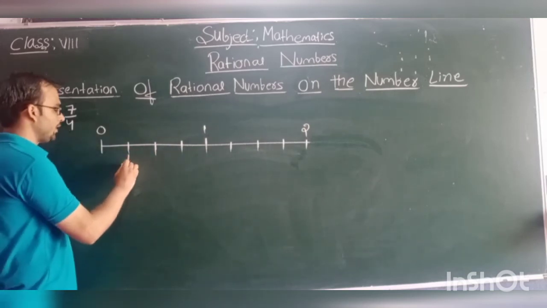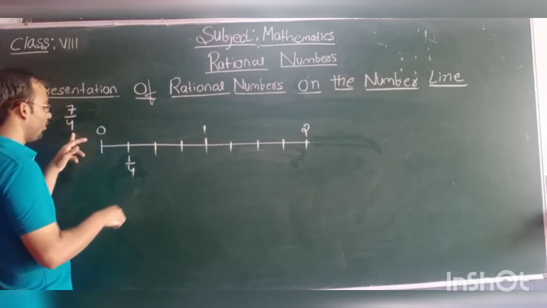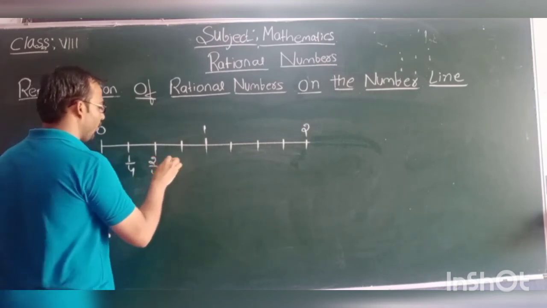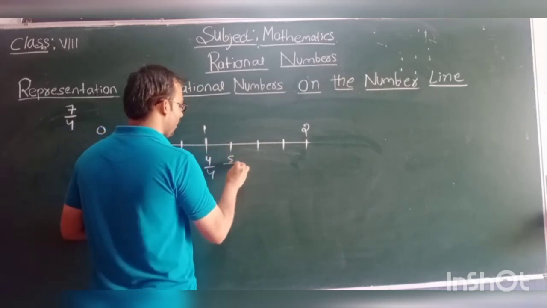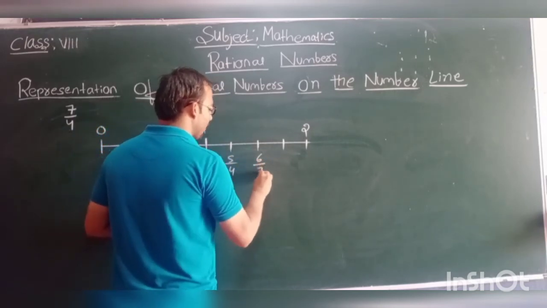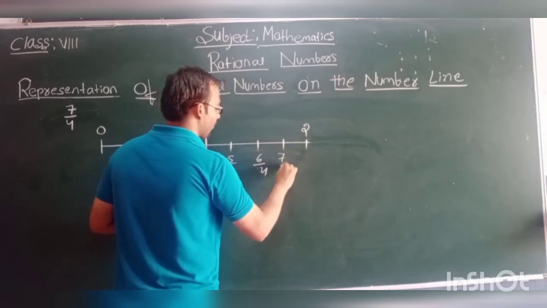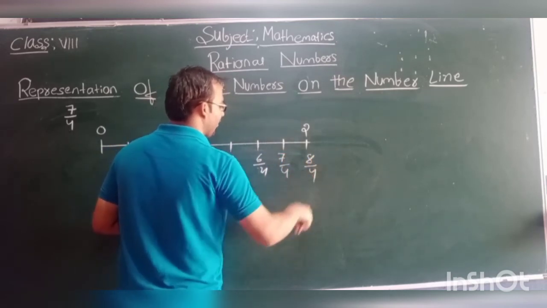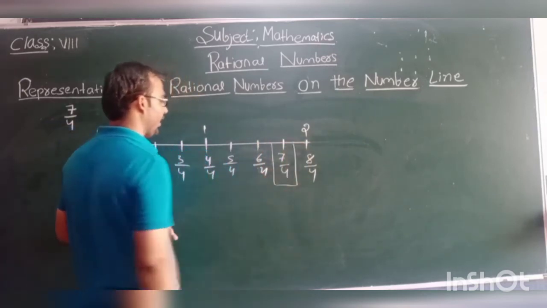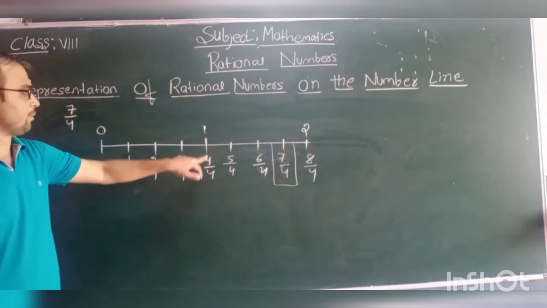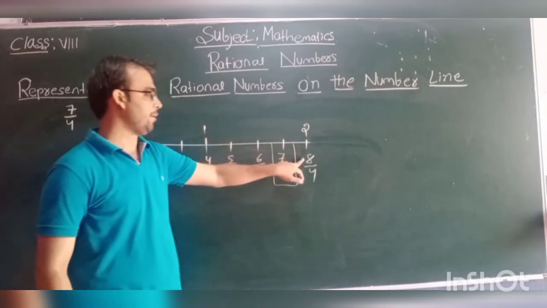And this is represented as 1 by 4, 2 by 4, 3 by 4, 4 by 4, 5 by 4, 6 by 4, 7 by 4 and 8 by 4. So you want to represent 7 by 4, so mark this one. Okay. So look at here, 4 by 4 is nothing but 1 only and 8 by 4 is nothing but 2 only.